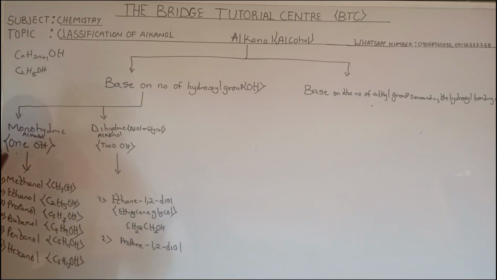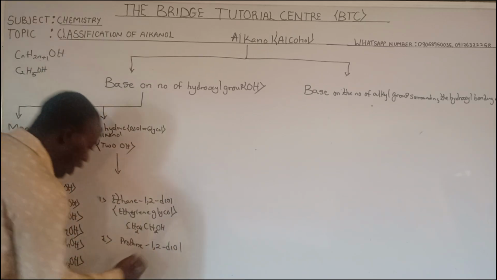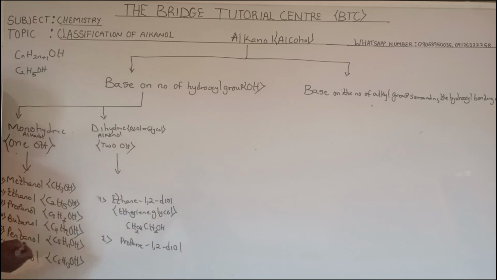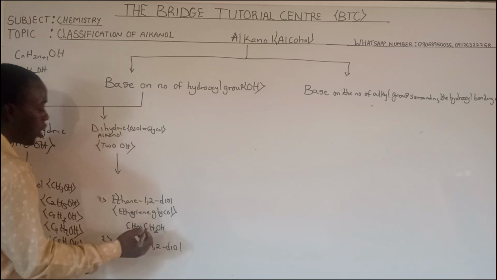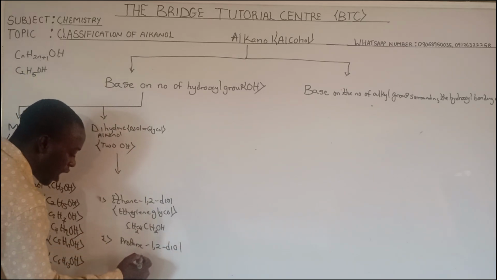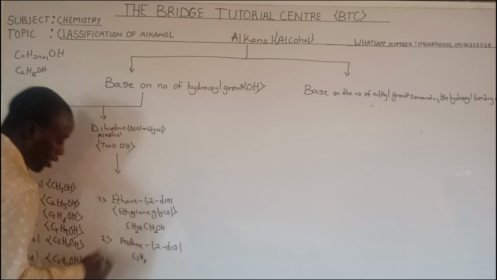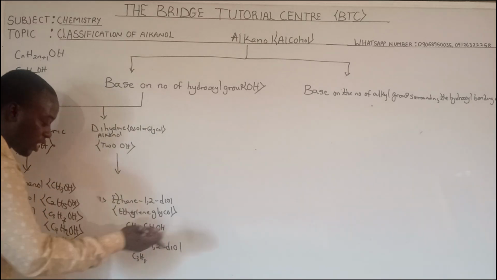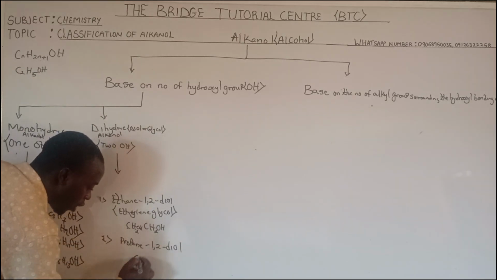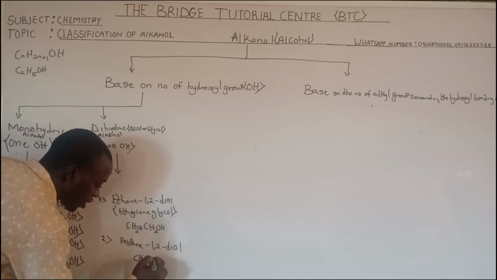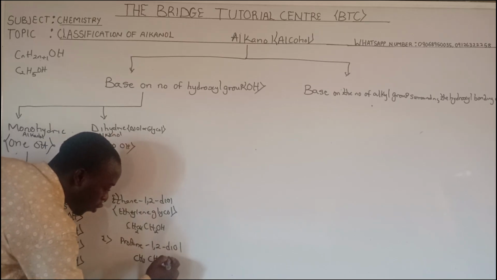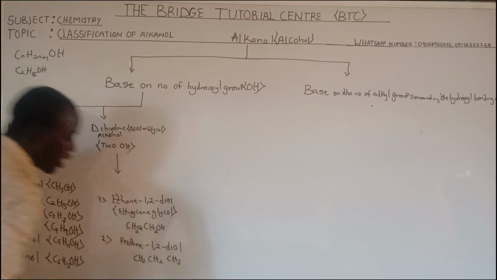Oh yeah, how do we write the structural formula? If you want to write the structural formula, we have propane. What's the formula for propane? We have C3H8. Okay, so if you want to split this thing, we can split it now. We are now going to have CH3, CH2, and CH3, like this.